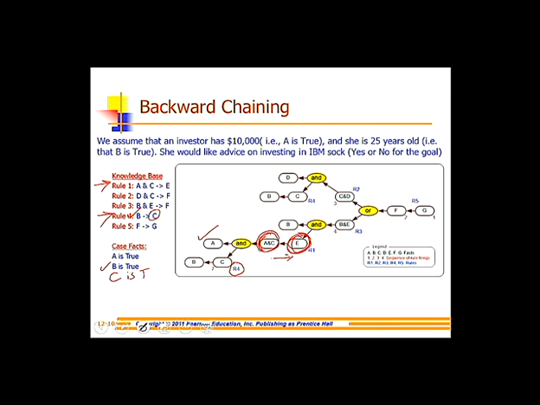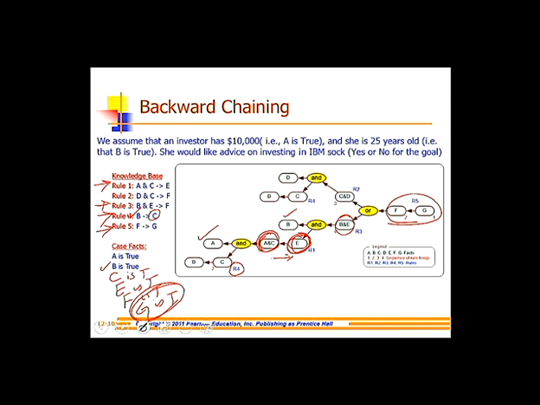So now this rule will also be fired, and the fact that E is true is also added to the case facts. Now if E is true and B is true, then F is true. We know B is true, we know E is true, so rule number 3 can also be fired, and now F is true. This is added in the working memory. And finally, the rule number 5 states that if F is true, then G is true. So we can say that G is also true. So we have achieved the goal.